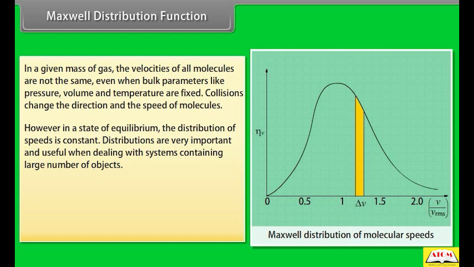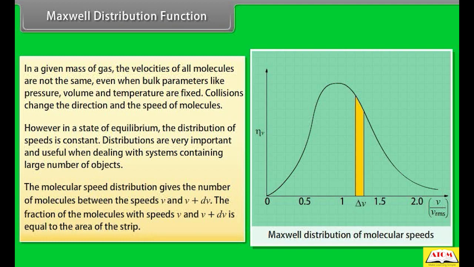Distributions are very important and useful when dealing with systems containing large number of objects. The molecular speed distribution gives the number of molecules between the speeds v and v plus dv. The fraction of the molecules with speeds v and v plus dv is equal to the area of the strip.